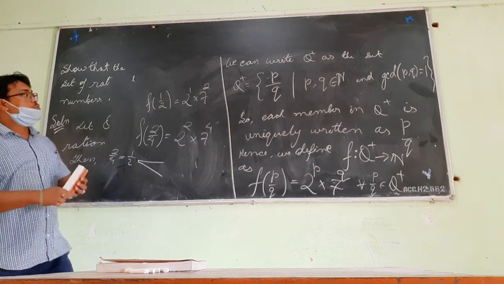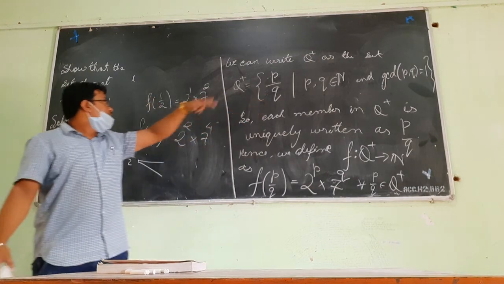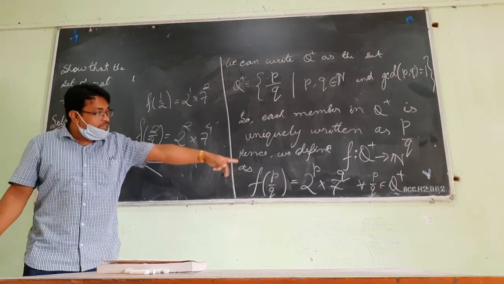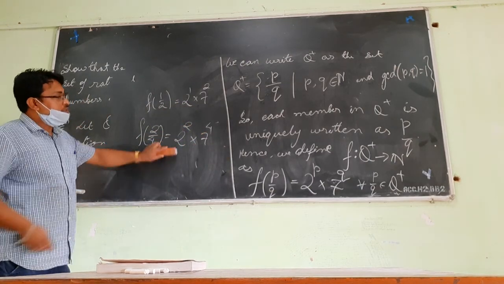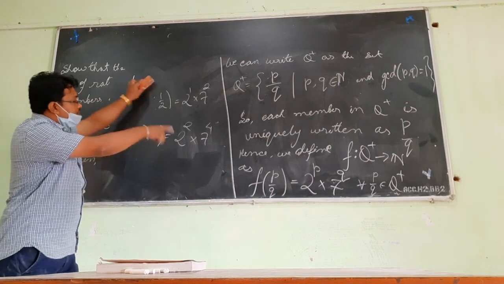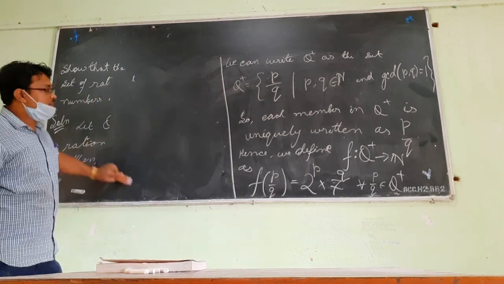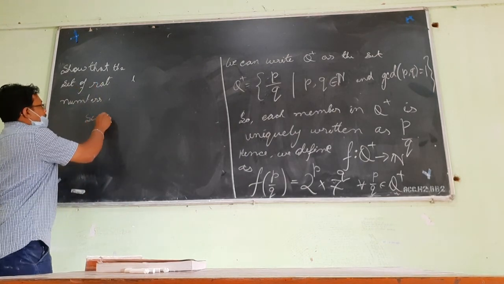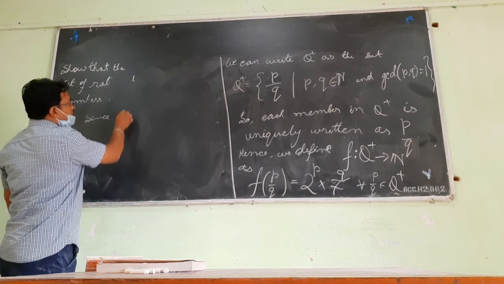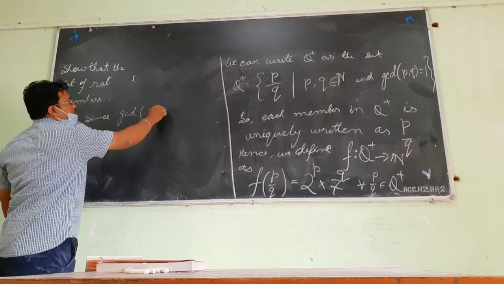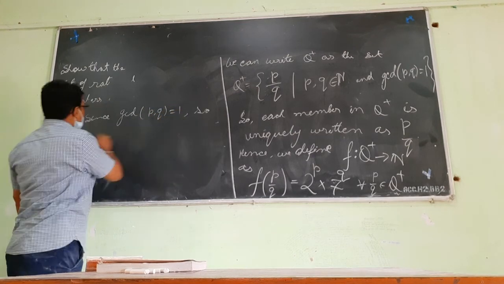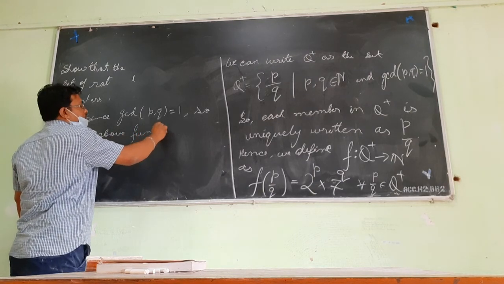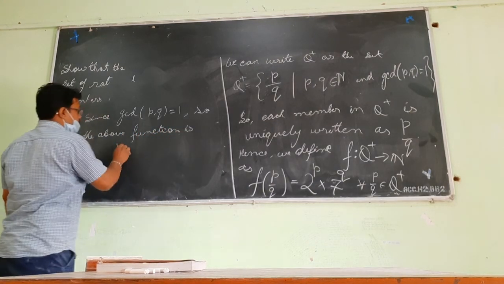GCD of p and q has to be 1. That means whatever element you take from here, if it is not in the simplest form, we convert it to the simplest form, and then we take the image. That is why this is a well-defined function. Otherwise it's not well-defined. So since GCD of p and q is 1, the above function is well defined.